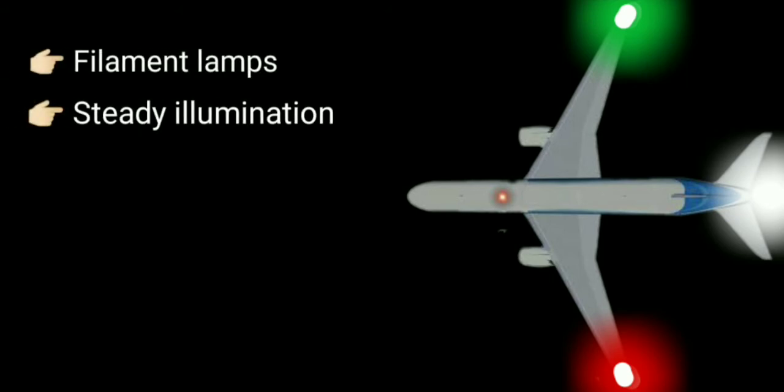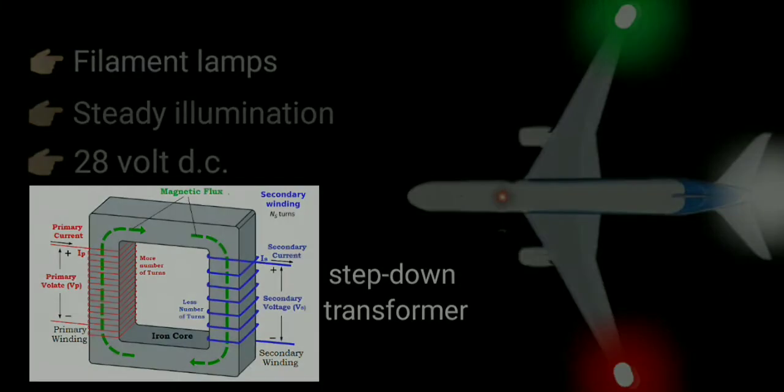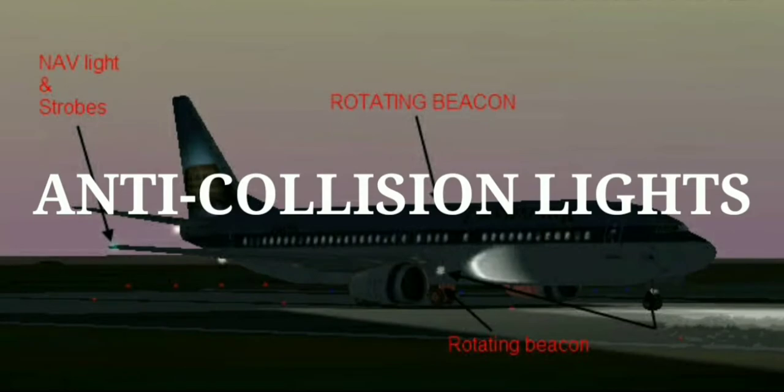These navigation lights are based on a filament lamp, providing steady illumination. Electrical power required for the lights is normally 28 volt DC, but several aircraft are AC current type. Then the aircraft converts 115 volt AC to 28 volt DC with the help of a motor, and the 28 volt supply via a step down transformer.